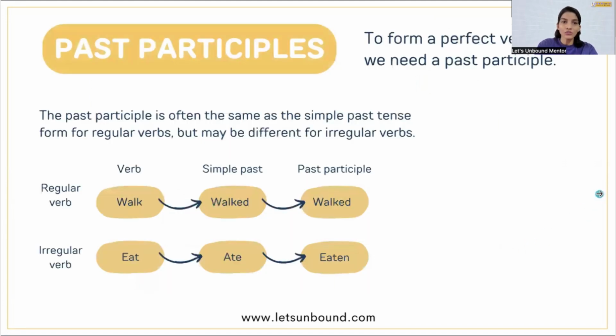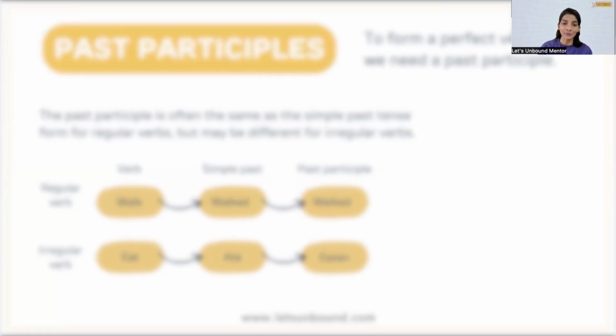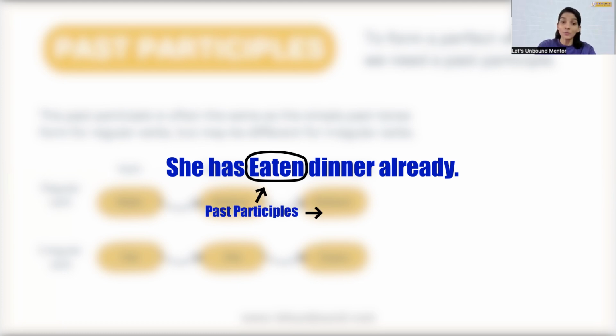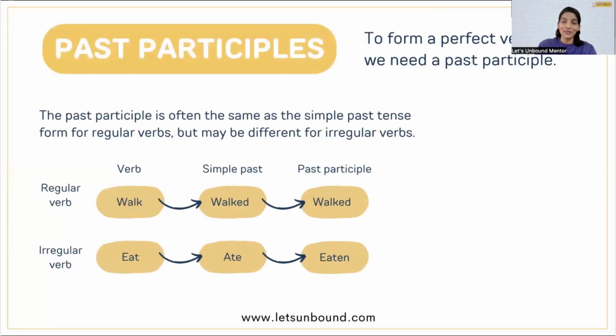Okay. Talking about past participles. Now, a past participle is a verb form typically used with auxiliary verbs to form perfect tenses and the passive voice. As an example, she has eaten dinner already. Now, eaten is the past participle of the verb eat, and it is used here with the auxiliary verb has, okay, to form the present perfect tense. Okay, so that's about past participles.